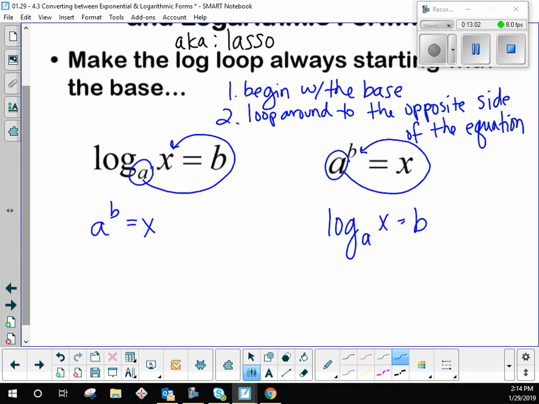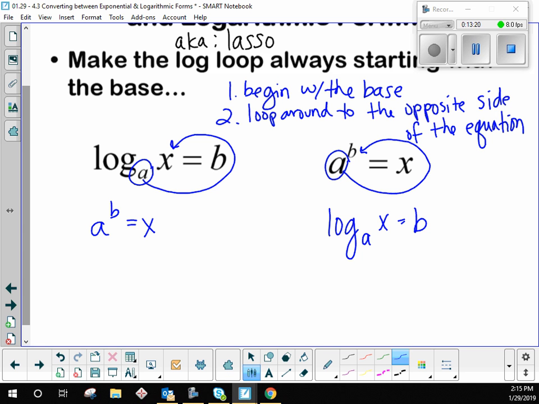Right? Start at the base, loop to the opposite side, and come back to where you began, keeping in mind the form you're trying to end up with, okay, whether it's log or an exponential form.